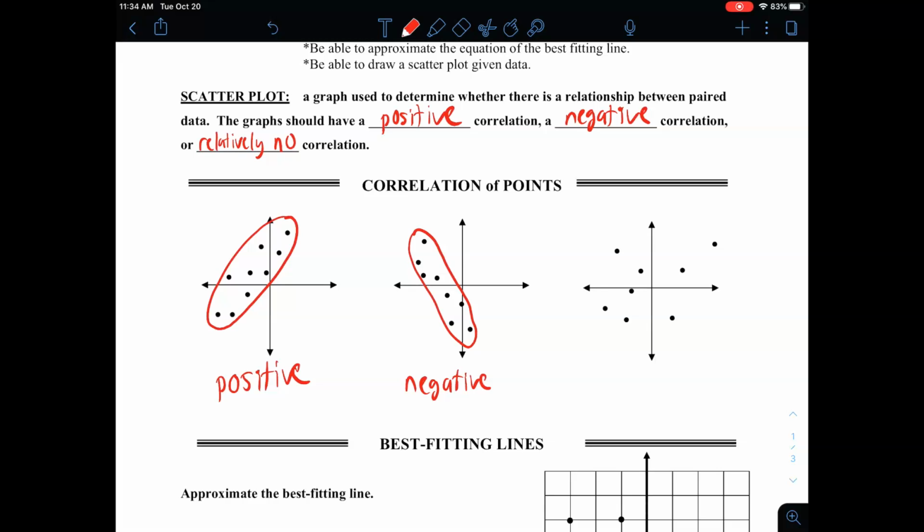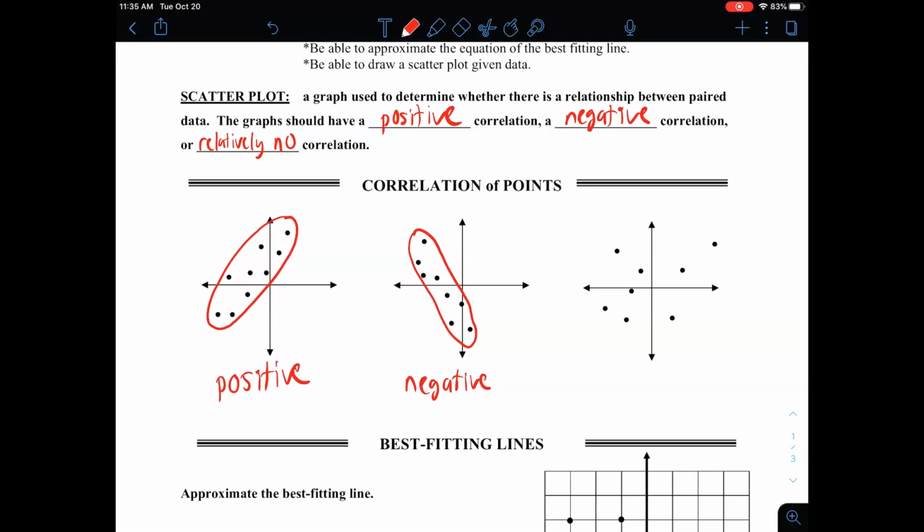For example, as the temperature increases, so does the number of mosquito bites we have, right? Because when it's hotter outside, there's more mosquitoes outside. That's just an example off the top of my head. Or, for example, the more that people ride the bus, the fewer cars are going to be on the road, because more people are riding the bus. So that's an example of both of those things.